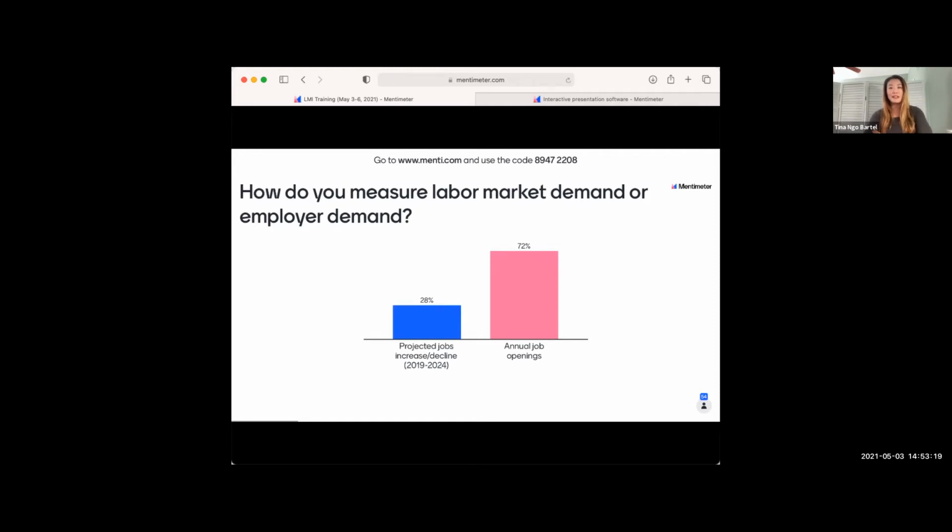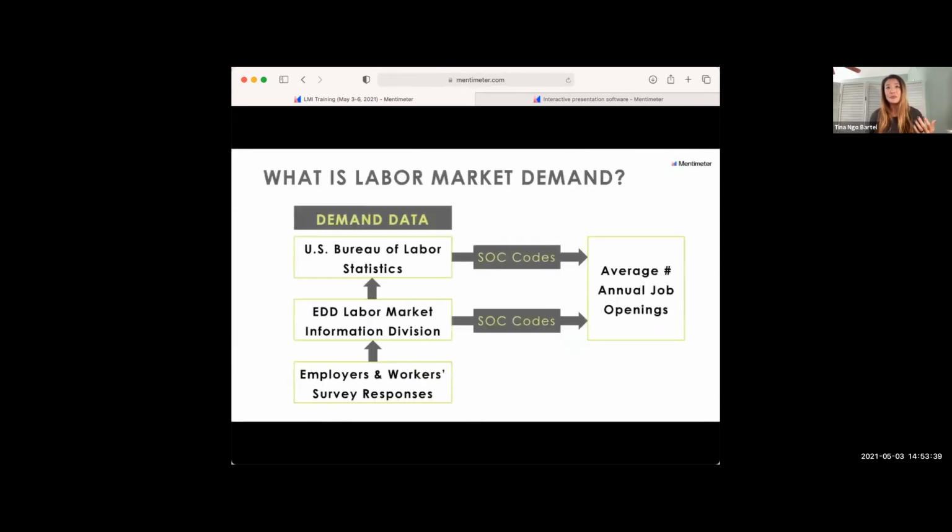All right, remember our analogy of butts and seats in a classroom, the total number of seats versus the number of butts in the seats. So we have here on the left projected jobs. So whether there is an increase in total jobs between 2019 and 2024 for this time frame, or is it the number of annual job openings available?